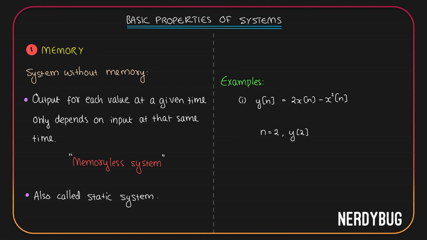What are the things that you need? We have x of n over here, so you will need x of 2. And the next term is x square of n, so you will just be squaring this. To get y of 2, you only need to know x of 2, not x of 1. X of 1 happened before. You don't need that. You also don't need x of 0 or x of minus 1. All you need is the input at that particular time, 2. So you can call this a memoryless system.